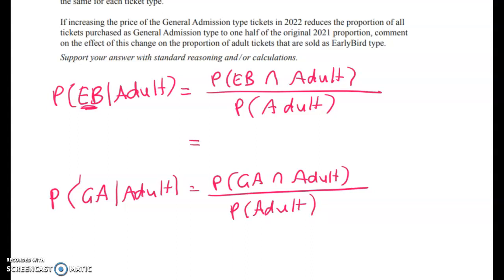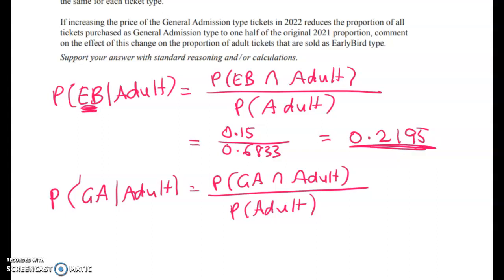So for the first one, the probability of it being early bird and adult, we got from our tree diagram. So that was 3/20ths, which I'll now flip into a decimal. So 0.15 divided by the probability of having an adult ticket, which we've just figured out in the question above, right? So 0.86833. And that works out to be 0.2195. So that's saying if we know we've got an adult ticket, the probability that it's an early bird one is about 22%.